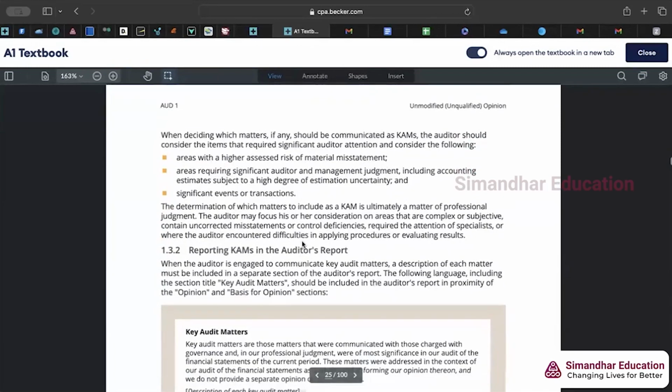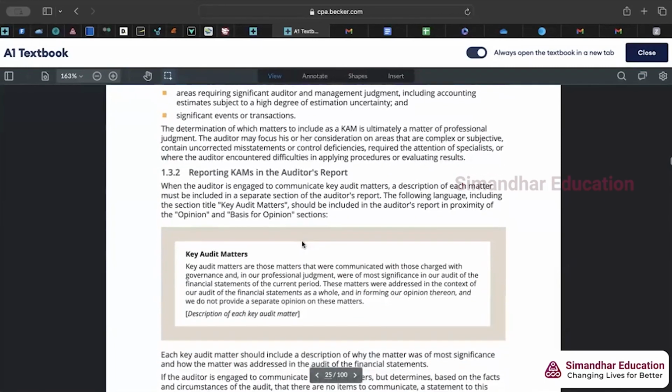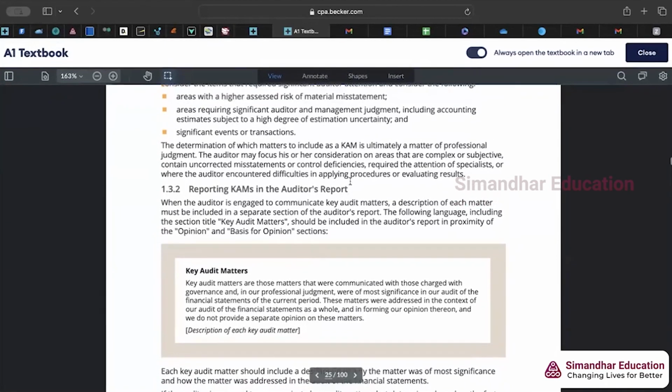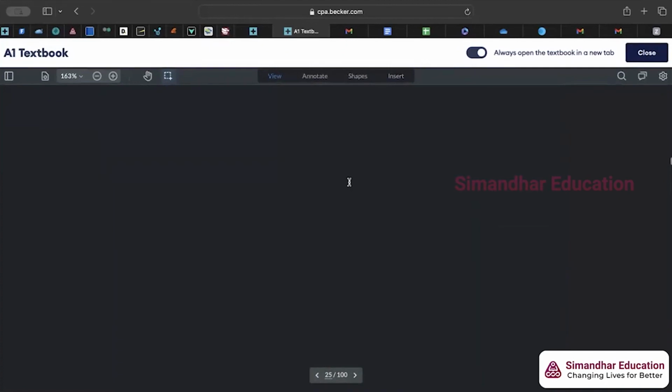When you're reporting key audit matters in the auditor's report, you need to put in the context of the key audit matter, what was identified, and your opinion. Let's go back to the example that we were seeing.